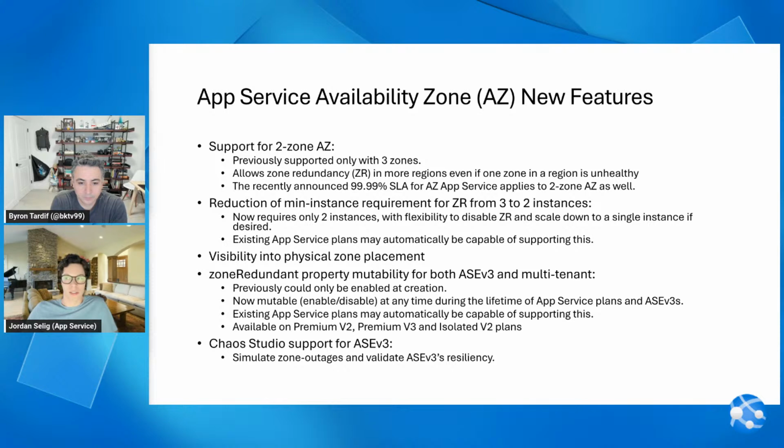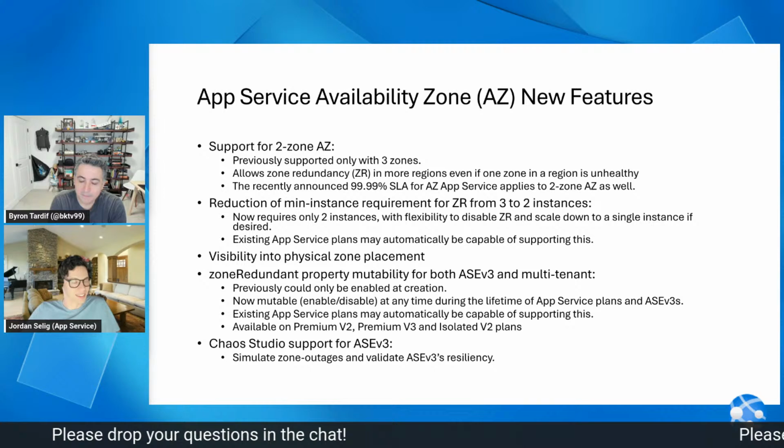And along with this, we are lowering the min instance requirement from 3 instances to 2 instances. So this is a big deal because previously, if you wanted to use zone redundancy, you needed 3 instances, which means you had to pay for 3 instances. As many people know, our instances can be quite expensive. So bringing that down to 2 automatically lowers your cost by a third, and it still gives you that same 99.99% SLA that you get with the 3 zone offering. I'll pause there for any questions or feedback.